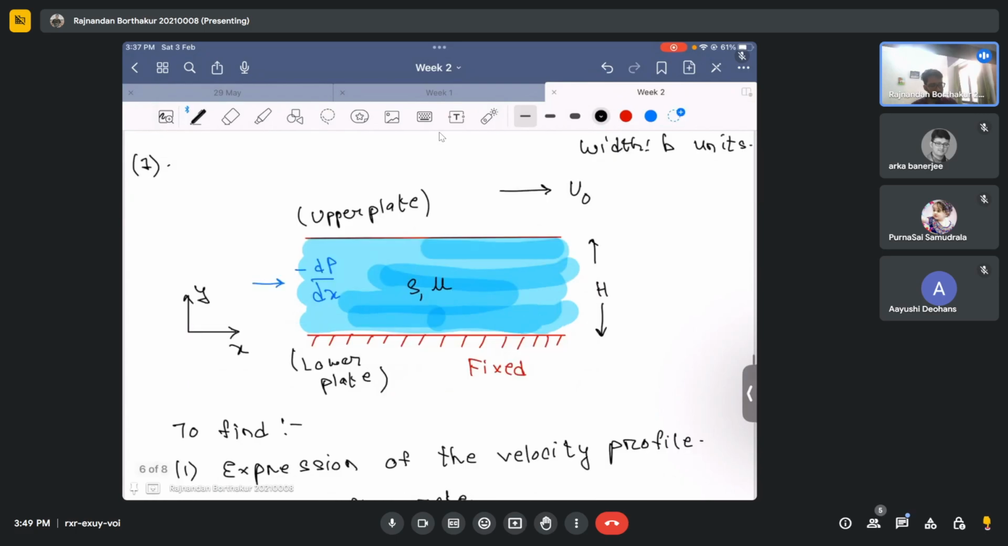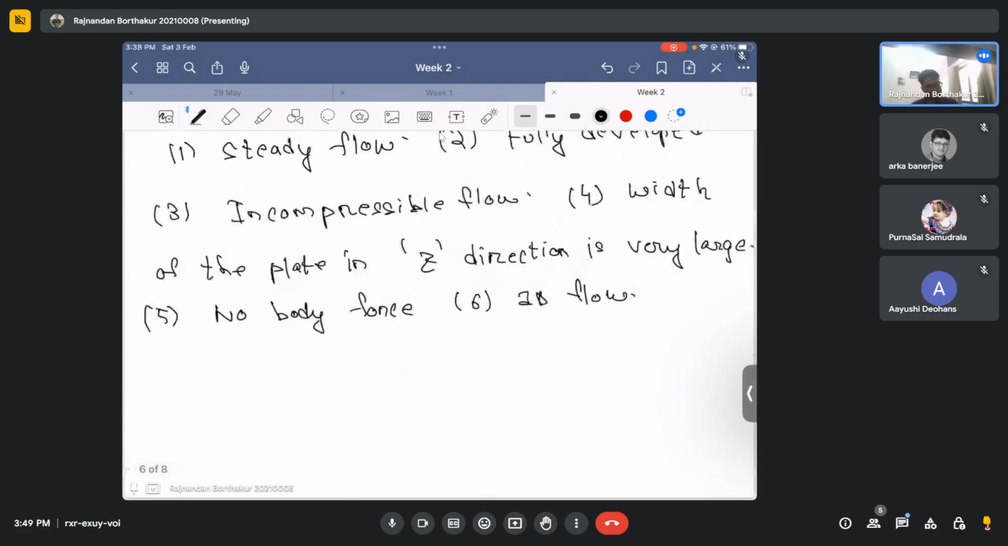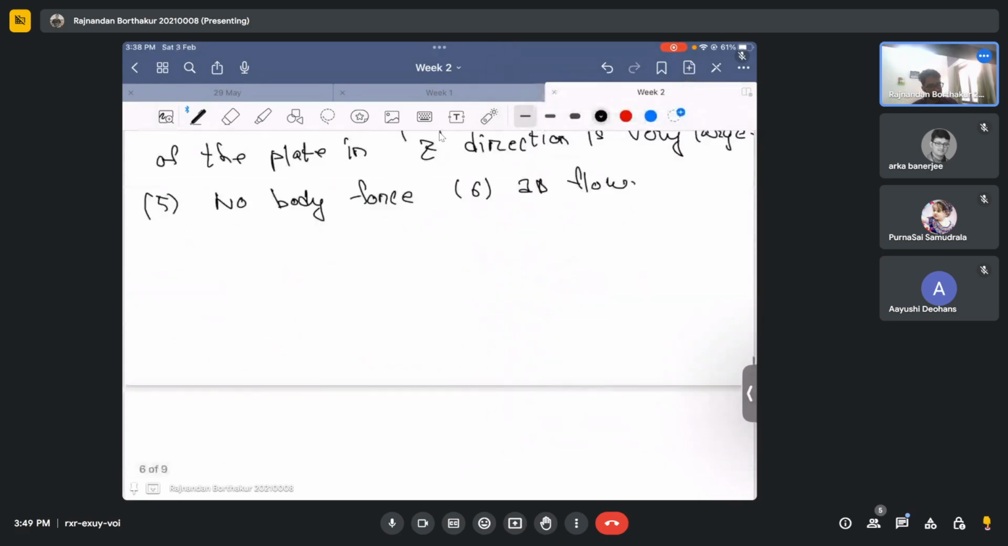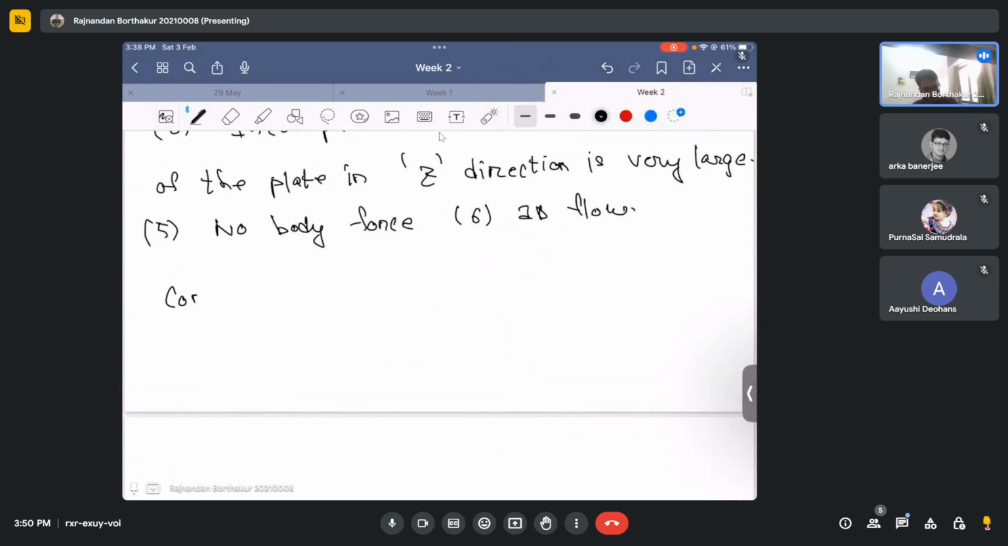Alright guys, with this, let us start to solve this problem. I would require your feedback in multiple steps from here on. So we start off with the continuity equation. Can you tell me what the continuity equation would look like if we want to solve this problem in the xy domain?